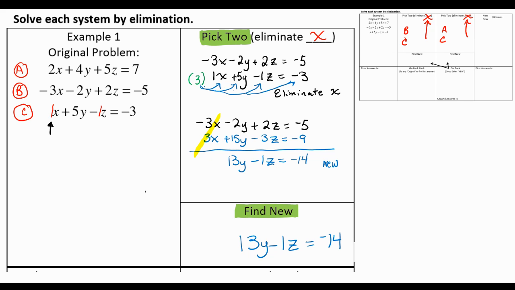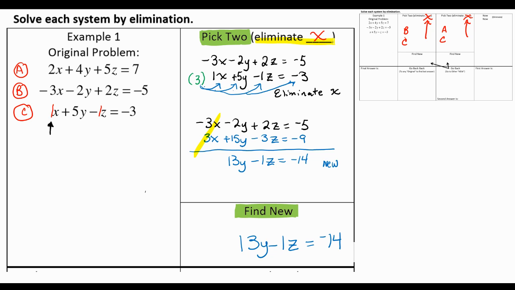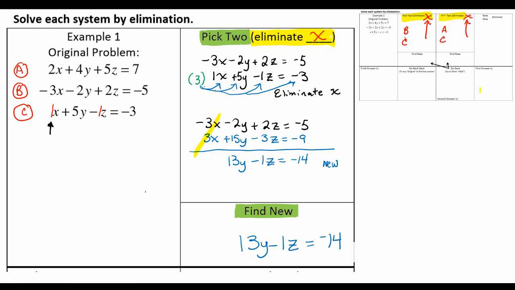All right, pick two, find new. We have to do it again. Pick two, find new, eliminate. So we're getting there. Now remember, we eliminated x in this first time. Remember how we wrote it up here on your notes? You have to eliminate x again. Okay, so then we're going to move on. We're done with the first box. When we go to this second box, we have to eliminate x again. And this time we're going to use equations A and C because we already used B and C.